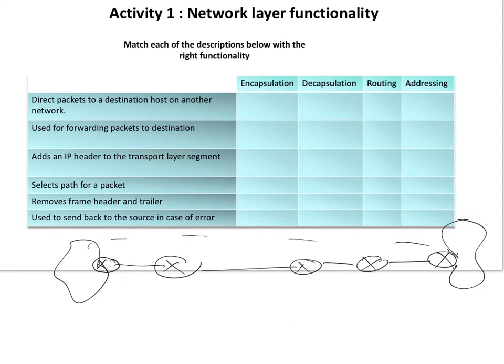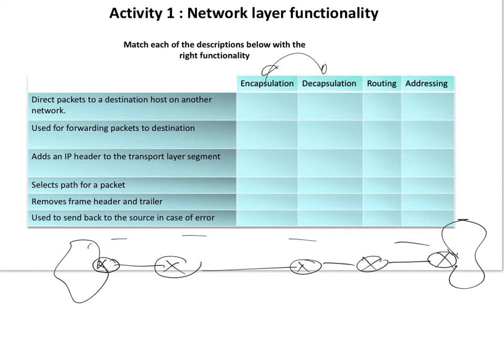Okay, so in doing that, the network layer has some main functionalities. Some of them are, as usual, encapsulation and decapsulation, which are common between all the layers. Each layer will have to do encapsulation for the layer above it and decapsulation for the layer below it. So encapsulation and decapsulation is as usual.